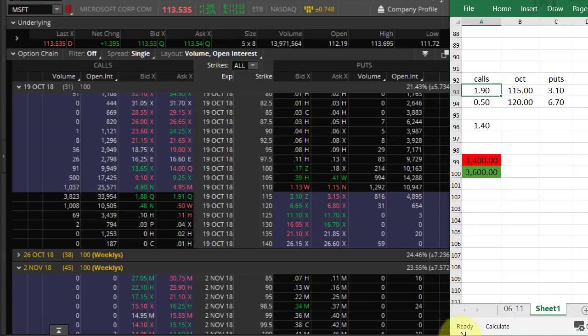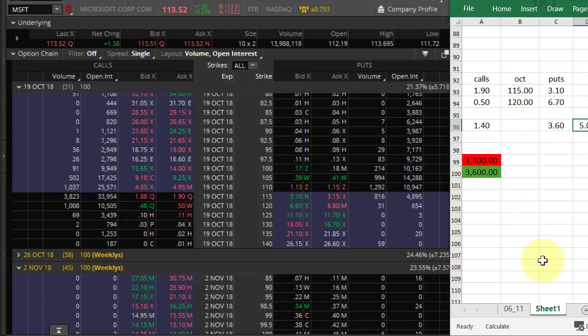Now let's look at the put side. The puts, the 115s for $3.10, the 120s for $6.70. What you'll notice is $6.70 minus $3.10 is going to be $3.60. See where we're going with this? $1.40 plus $3.60 is $5. $5 is also the difference between the two strikes.